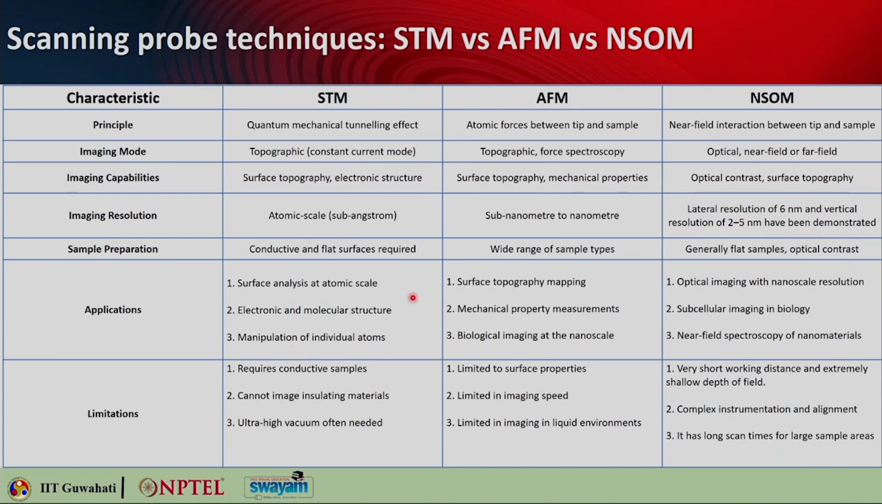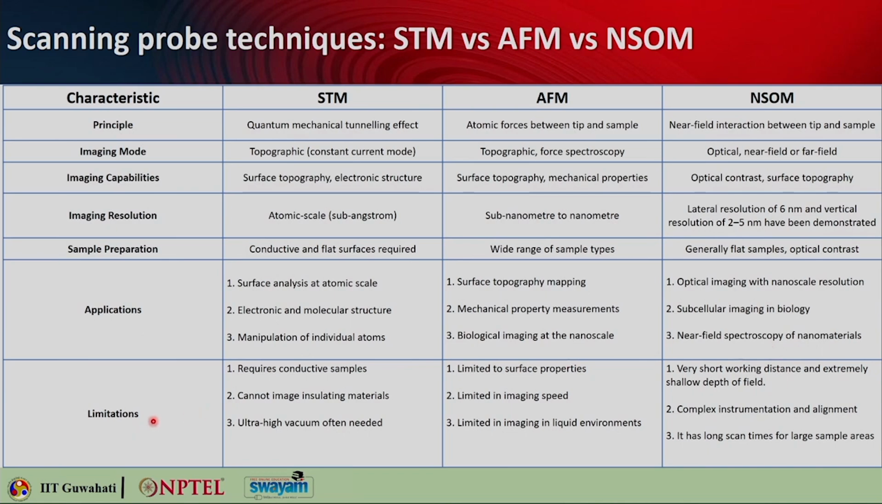What are the applications? STM is used for surface analysis at atomic scale. You can study the electronic and molecular structure, and you can also do manipulation of individual atoms, and that is very good. And for AFM you can see the surface topology, you can map it, you can do some mechanical property measurement and biological imaging at the nanoscale, whereas NSOM can be used for optical imaging with nanoscale resolution, and you can use it for subcellular imaging in biology, and you can do near field spectroscopy of nanomaterials.